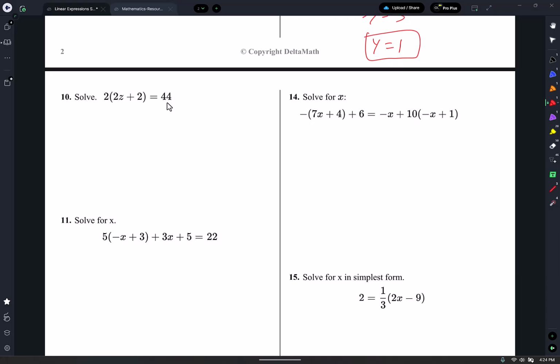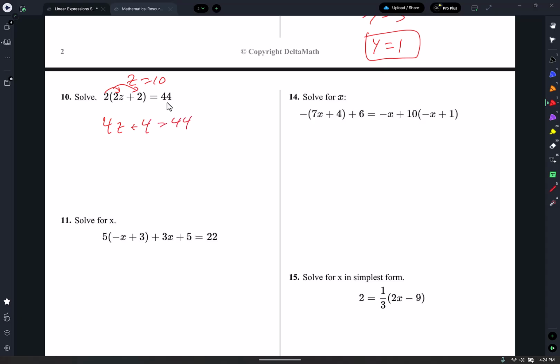Again, probably some of you can already see this and you're like, oh well, this could only be 44 if you do 2 times 22. And the only way that will happen is if z is 10, because 2 times 10 is 20 plus 2 is 22. If you see it right off the bat, then that's fine. But most people would want to do this. See? 2 times 2z is 4z, and then 2 times 2 is 4, and we get it like that.